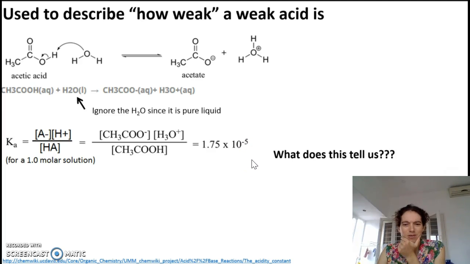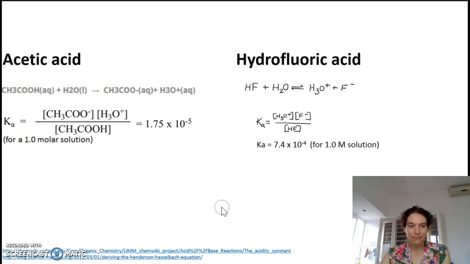Think about that for a second. What does that tell us about the ratio of products, and products includes the H pluses, to reactants? What it says is that, wow, not very many of the acetic acids actually break apart. Only a tiny fraction of them break apart. Most of them actually just stay as acetic acid with the H still attached. But let's compare this. How is it compared to some other acids?